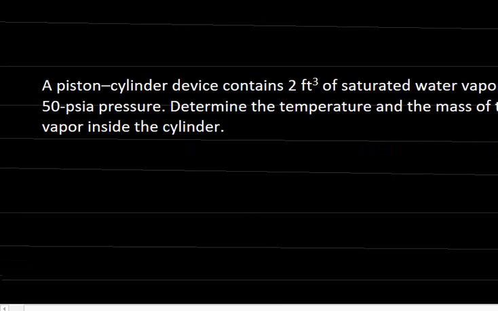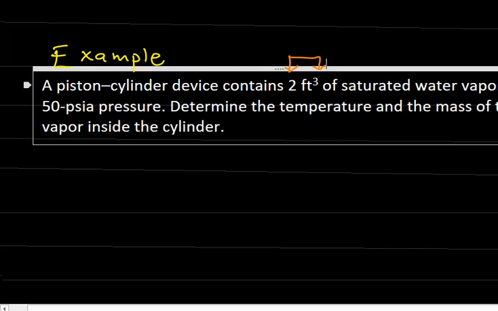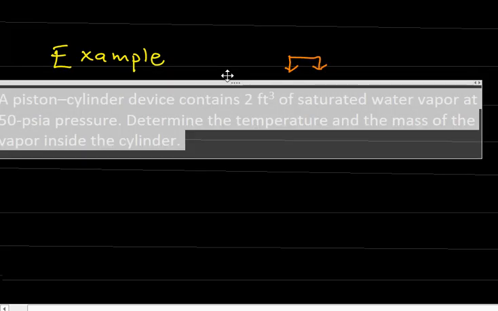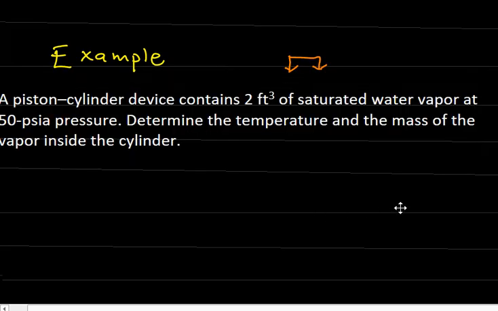Now let's look at another example. A piston cylinder device contains 20 feet cube. This unit is not SI unit, this is English unit. So we are going to read it from the English unit table. Remember, the table has English unit, and that's one for SI unit. I hope that is well understood. So here is the volume.